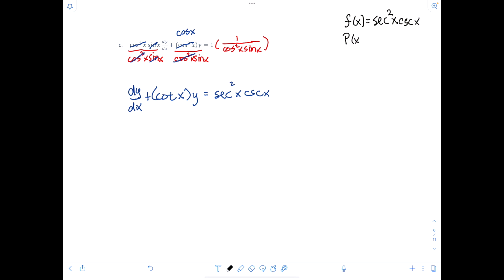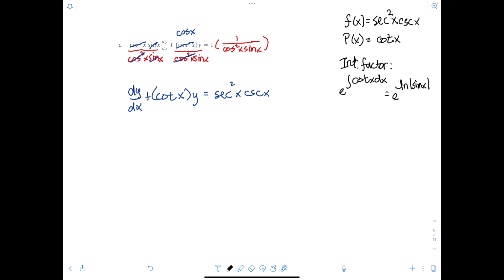P of x is equal to cotangent of x. And so our integrating factor will be e to the integral of cotangent of x with respect to x, which will be equal to e to the natural log absolute value of sine of x.